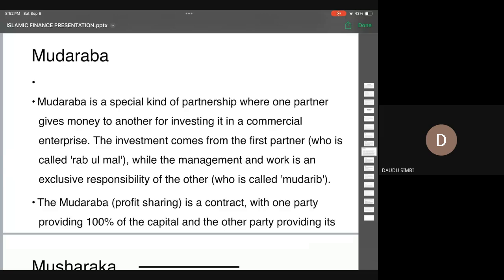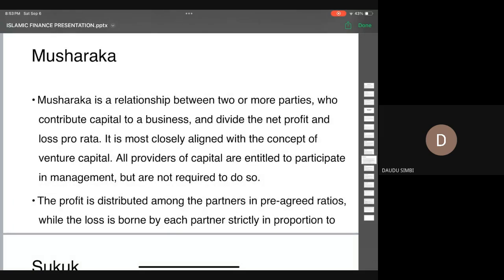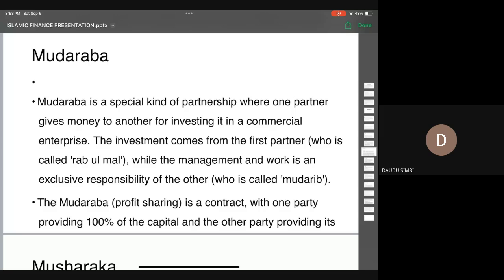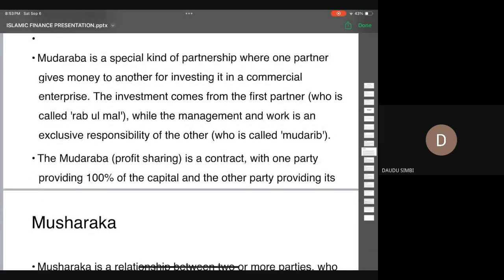The Mudaraba profit sharing is a contract with one party providing 100% of the capital and the other party providing its specialist knowledge to invest the capital and manage the investment project. Profits generated are shared between the parties according to a pre-agreed ratio. In Mudaraba, only the lender of the money has to take losses. This arrangement is therefore most closely aligned with equity finance.